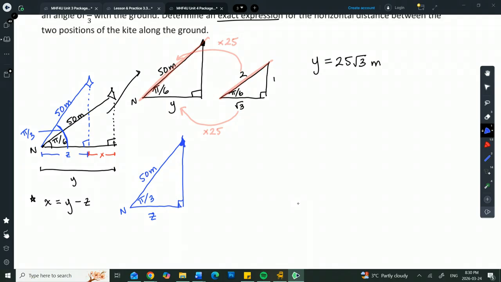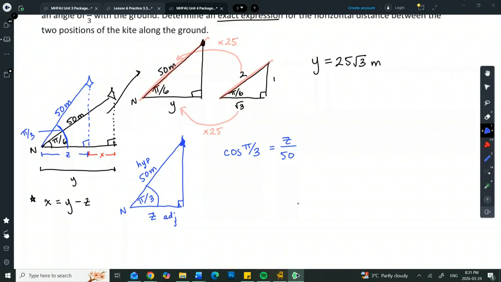All right, let's look at how we could set up an expression for this. If this is my reference angle, this is adjacent, and this is hypotenuse. So I'm going to use cosine, and I'm going to say cosine of pi over 3 is equal to adjacent, which is z, over hypotenuse, which is 50. And I would simply then just use the special triangle to plug in the exact value of cos pi over 3.